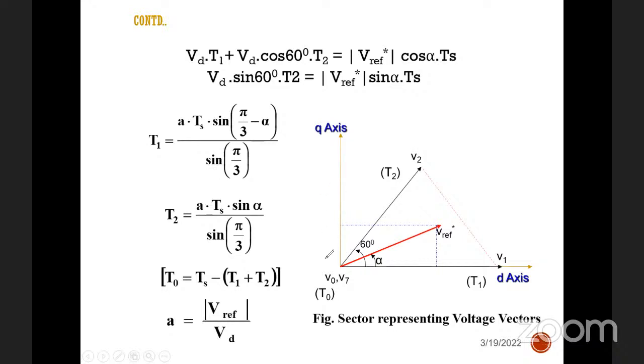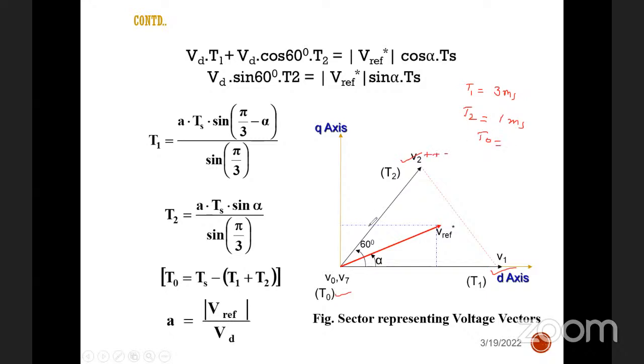By using the volt-time balance technique, we will find out what is T1, how much time period we have to operate this one, how much time period we have to operate this one, and how much time period we have to operate T0. For example, I am operating T1 for a time period of 3 milliseconds, for example, I am saying. And T2 is 1 millisecond. I am applying this switching state, plus, plus, minus.